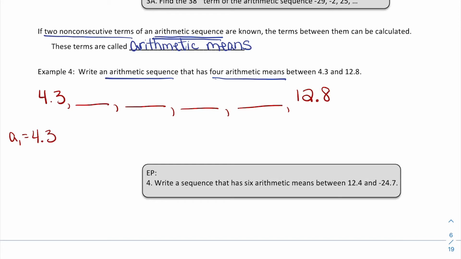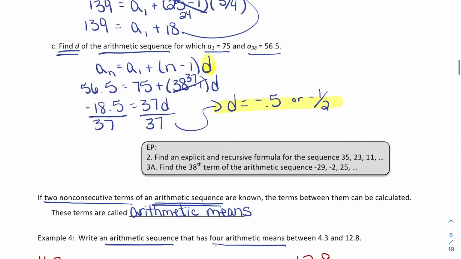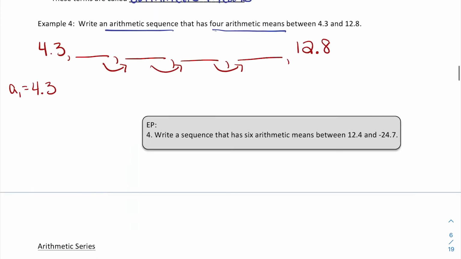Now, if I want to find each individual term, I need to know how much, obviously I'm going up, how much I'm increasing by every time. So I need to find a common difference. So it maybe would go back to example C, where we had to find D. So looking at that, I know that a sub 1 is 4.3. I know that what is 12.8?